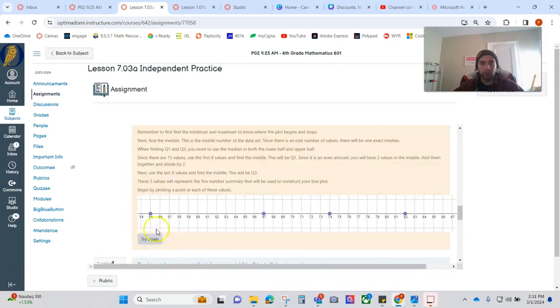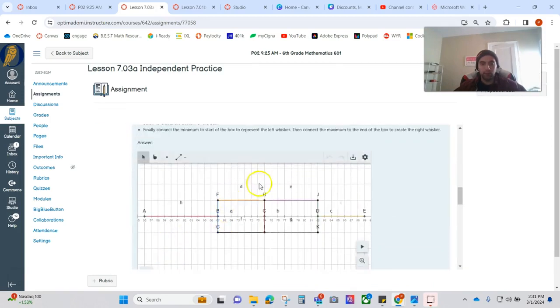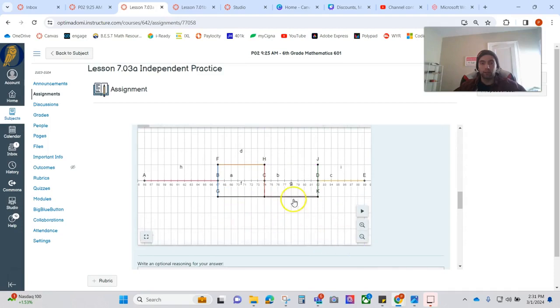Okay, I think I did. Let me try again. I think I know what I did wrong. So I did a line from F to H and a line from H to J. I don't think I do that. Delete. Let me start over for these.